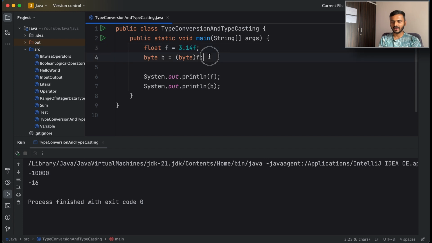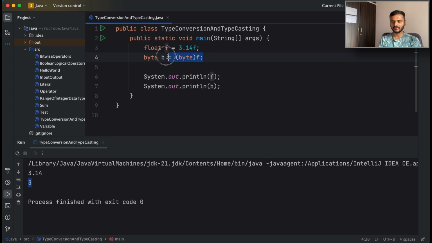So now what we have is a variable f of type float, which contains 3.14. Now what we are doing is typecasting it to byte. So if I run the code, what's going to happen? Well, let's find out. The first line of output is 3.14, which is what we expected because we are printing f and f holds 3.14. The second line, however, is 3.